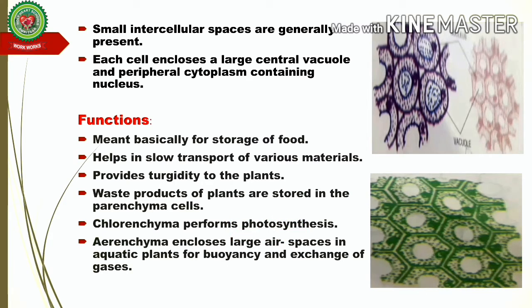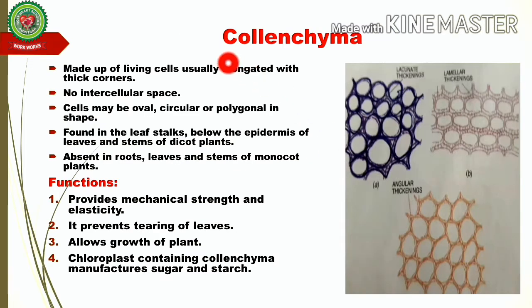Functions of parenchyma could be summarized by 3S, where one of the S stands for storage, as it helps in the storage of food. Second S stands for support, as it provides mechanical support. Third S stands for synthesis, as parenchyma contains chloroplast, so helps in the synthesis of food. Now students, next is collenchyma.